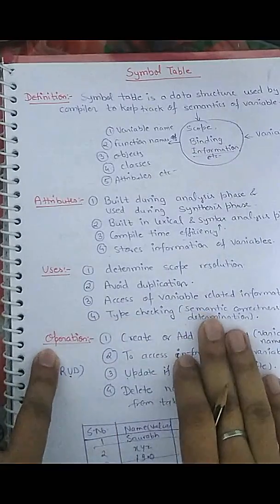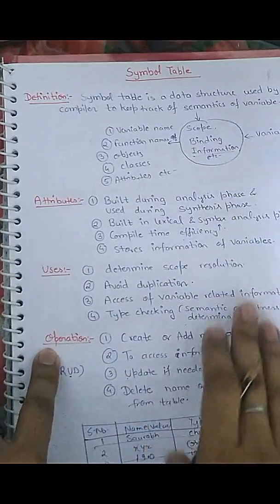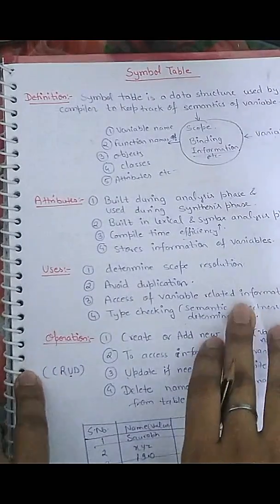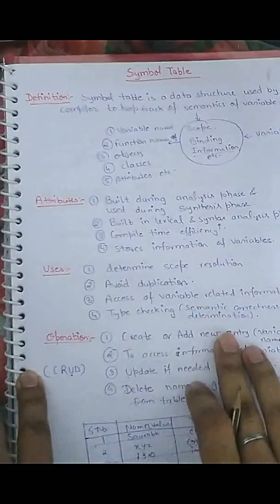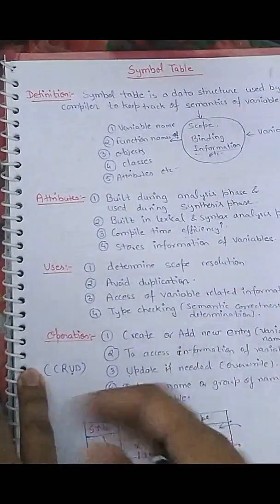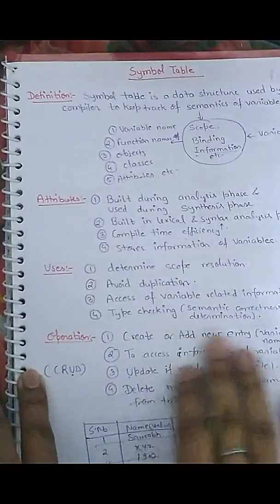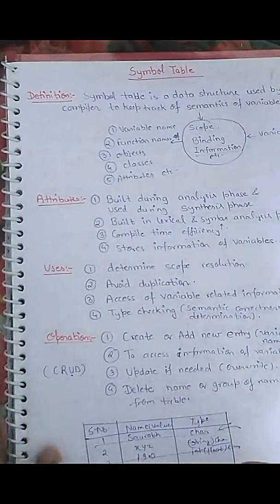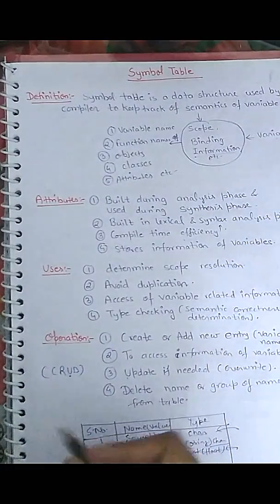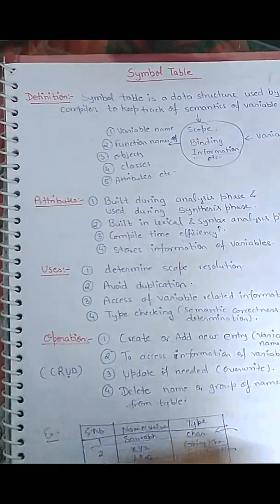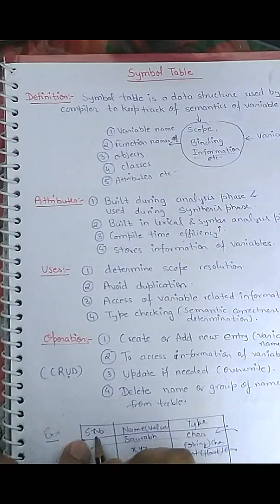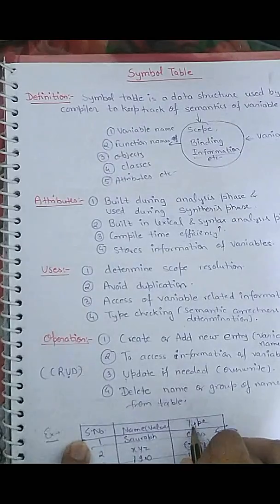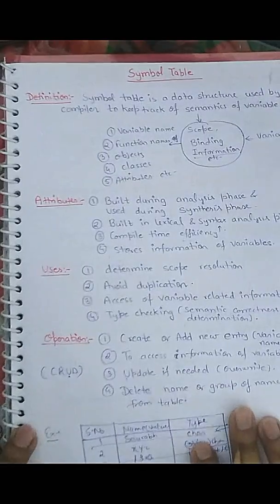Type checking means whether the code line is semantically correct or not. So what are the operations we can perform in or through the symbol table? First, we can create or add a new entry, such as variable names. In this example, you are given a serial number, a name or a value, and its type. It's a simple form of symbol table.